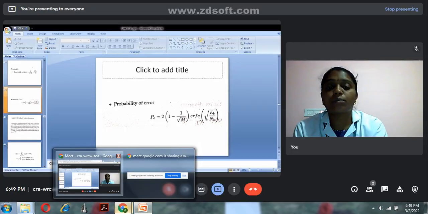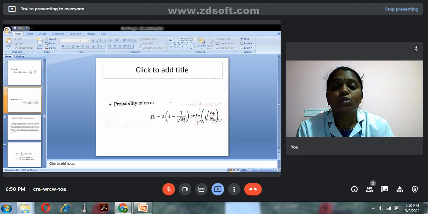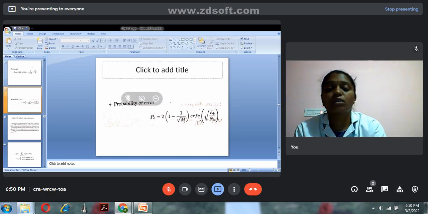So finally the probability of error, that is Pe, is approximately equal to 2 into 1 minus 1 divided by root of M into the error function of root of Eb by N naught. This is the probability of error for the QAM.